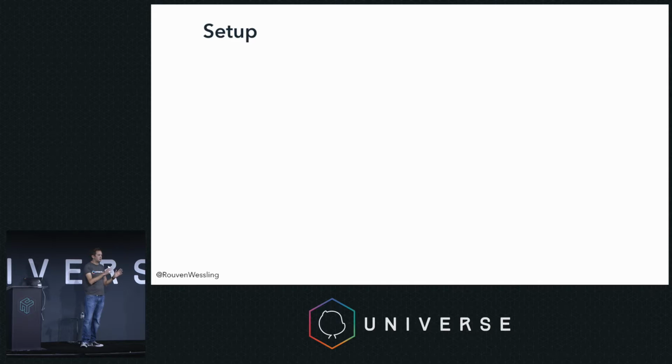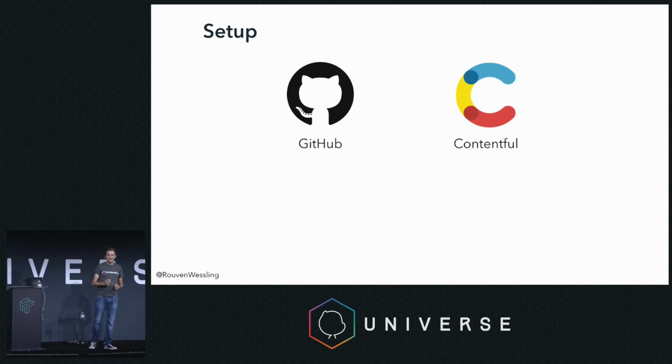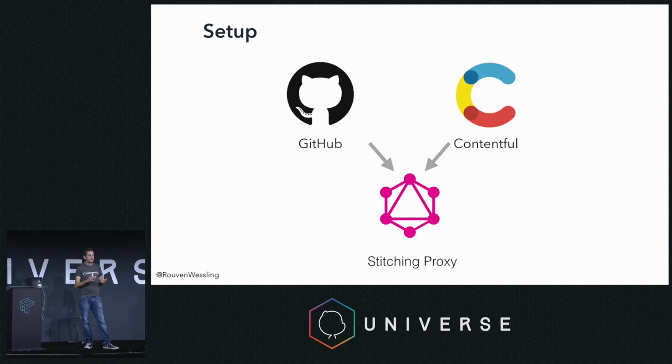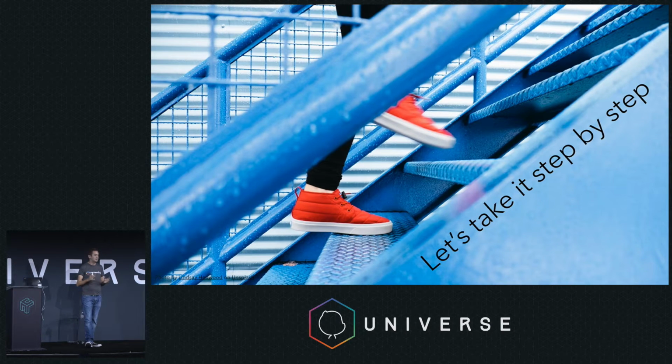And now I have these two APIs. I have GitHub, the indie rock band of open source. And I have Contentful, the Berlin-style electronic startup. But what I want is a unified version of this data. And that's my stitching proxy. So let's take it step by step, and let me explain how I built the stitching proxy that meshes up these two data sources.